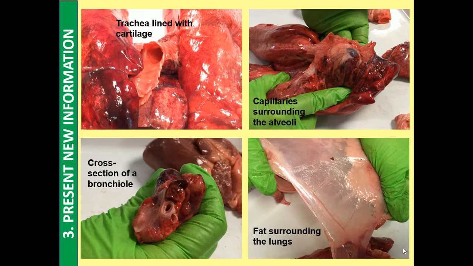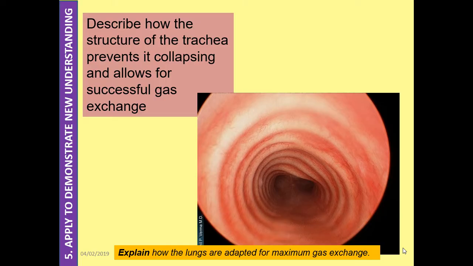You can see in the top right picture some of the network of capillaries surrounding the alveoli, taking all of that oxygen from the alveoli into the blood and removing carbon dioxide and water back into the alveoli. More about that in a second. You can see a cross section of a bronchiole on the bottom left picture, and that again is strengthened with cartilage to keep it open. And then the bottom right picture is fat surrounding the lungs, kind of this thin but quite strong layer of fat surrounding the lungs.